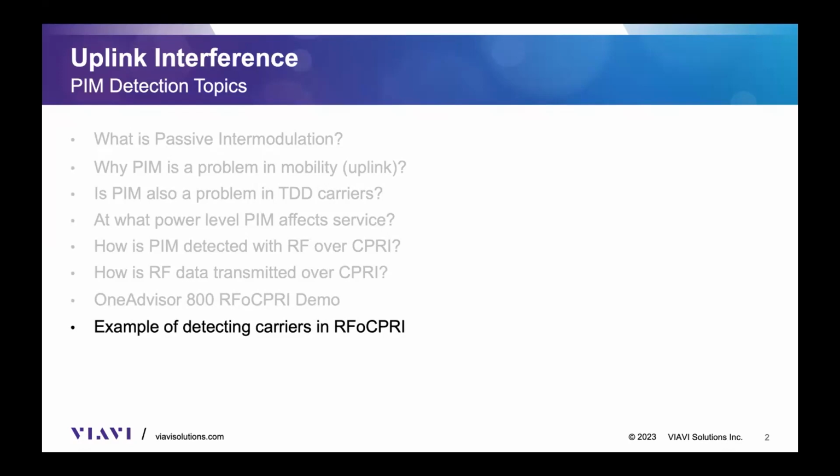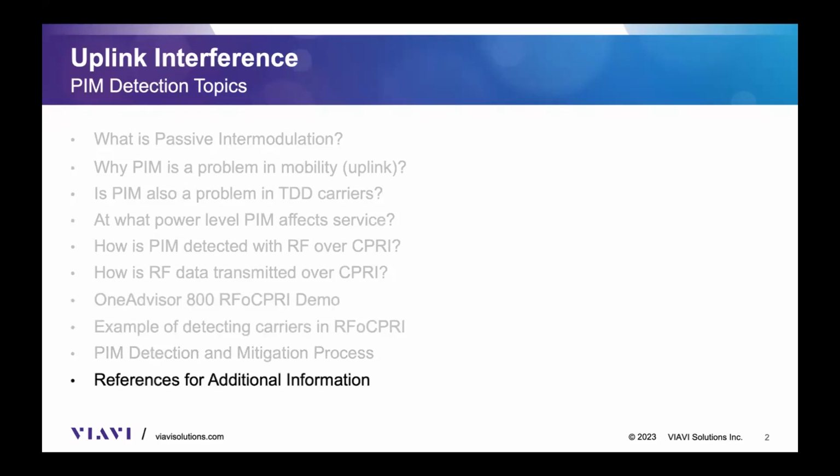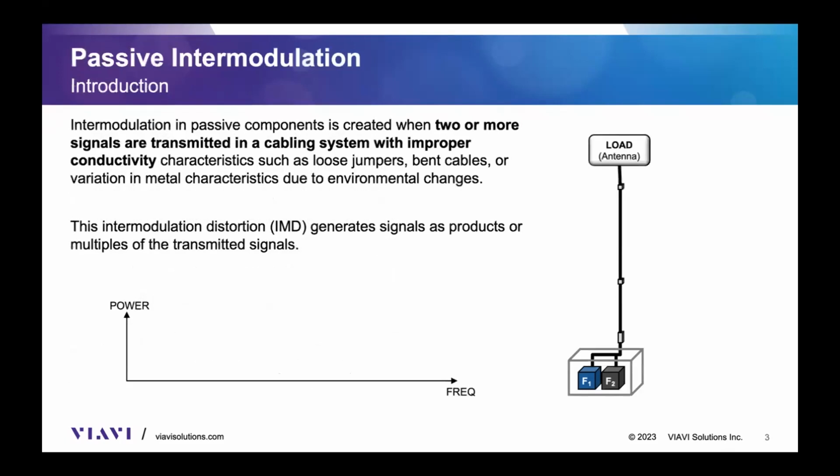And even when we have multiple carriers, what's going to be the best way to identify the carrier that we're testing? And some of the best practices in terms of PIM detection and mitigation process. And at the end, I'm just going to give you kind of a quick reference of additional information. Okay, with that, let me just briefly go into the basics.